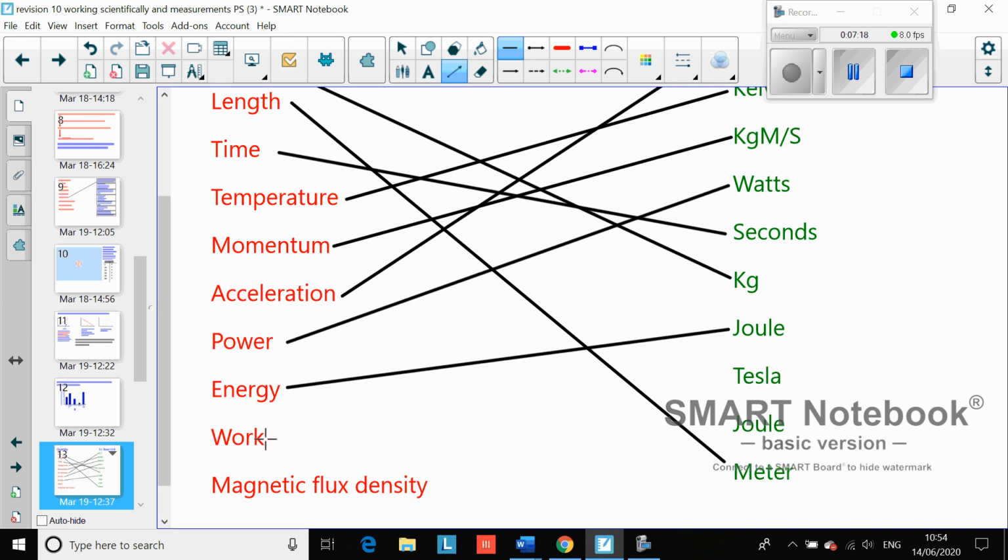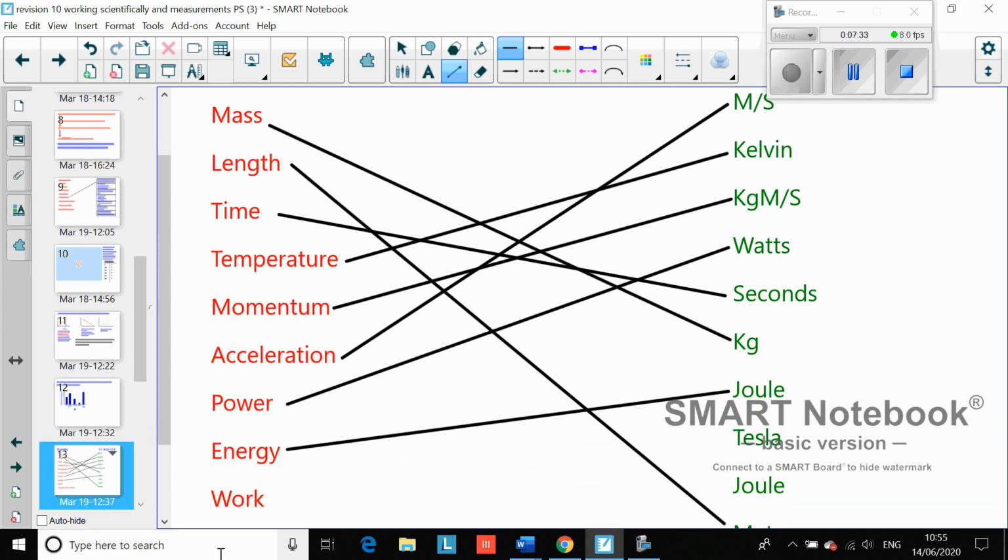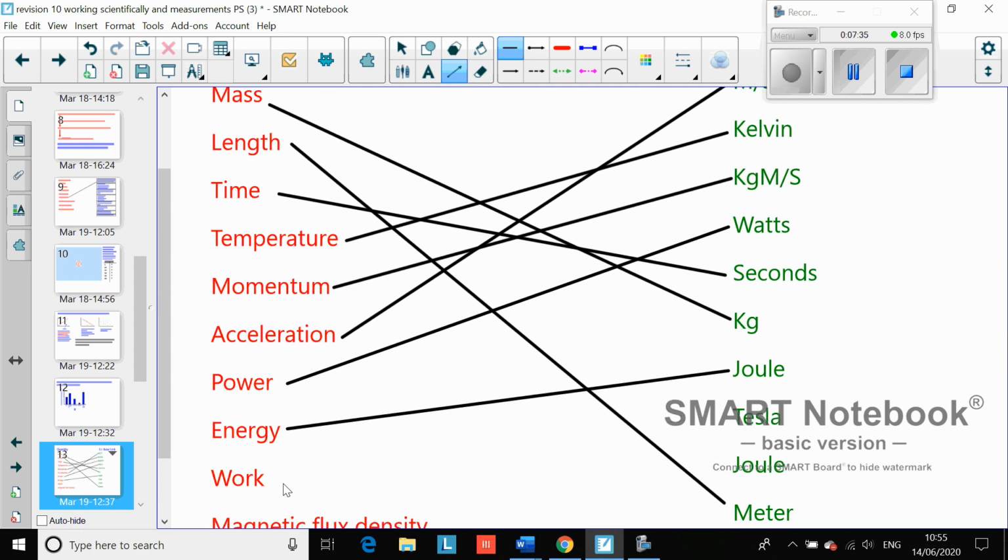Work. Now, this is a difficult one. Work is a measure of energy, but it's a measure of how much something is based on how much it moves. Okay, it's a bit of a tricky one, this one. But work done is how much energy is transferred. So that's actually also measured in joules.